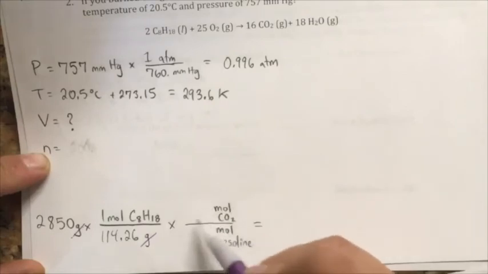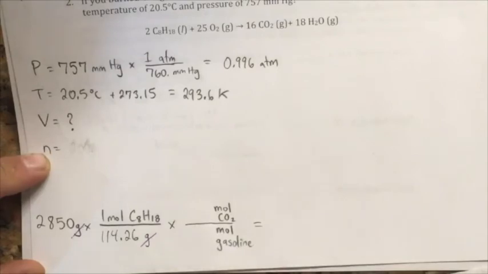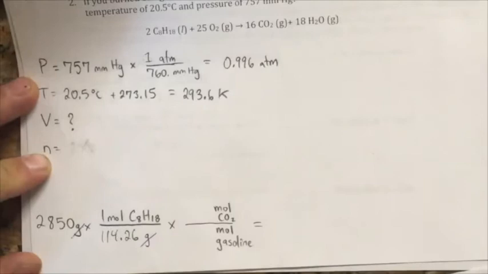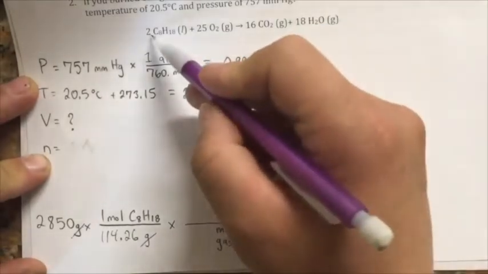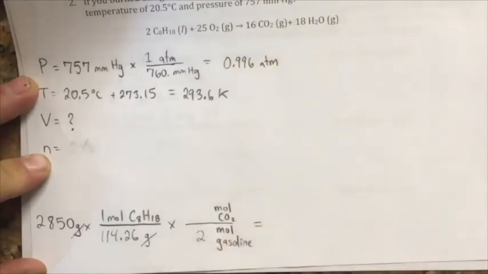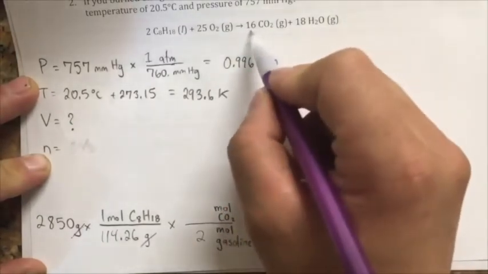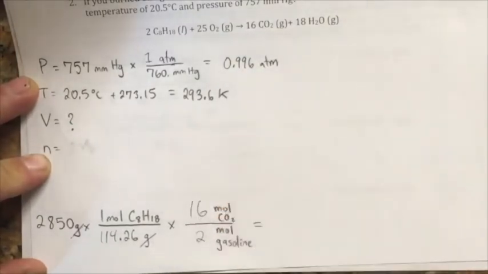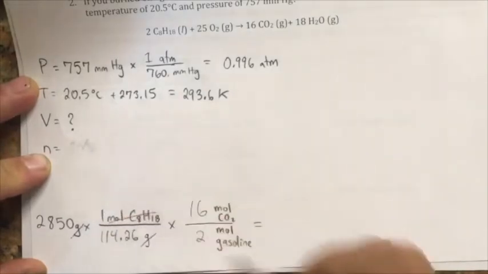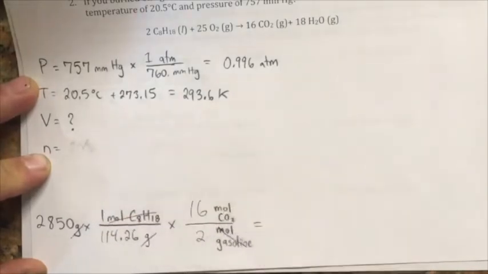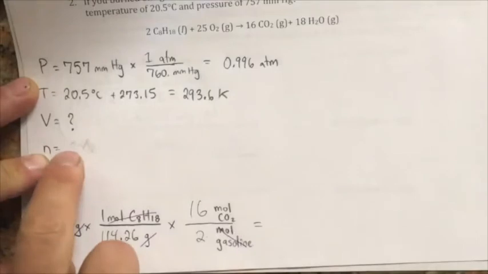Now, where do I get these numbers from? I know I need to put some numbers here. Yeah, the balanced chemical equation. So, moles of gasoline, I look up here, there's 2. So 2 moles of gasoline and 16 moles of CO2. And then moles of gasoline cancel out moles of gasoline. Now we're left with moles of CO2, which is what we wanted.